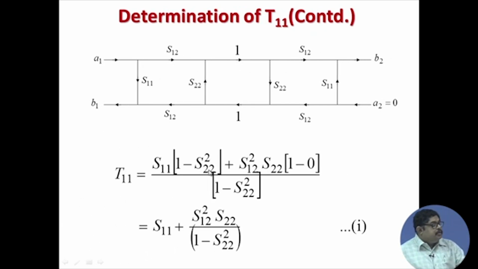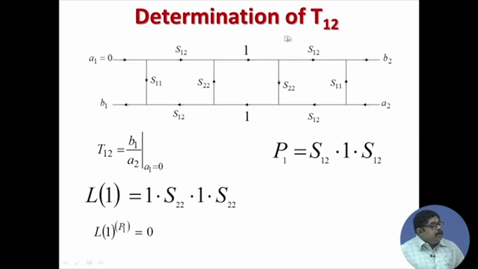So, with this you can put T11 values by Mason's formula, that P1 is S11 into 1 minus L1 P1, that is S22, plus P2 into 1 minus L1 P2, that was 0, and here 1 minus sigma L1, there are no L2, L3, etc. So, by this, this becomes your T11 in terms of this. This we are calling the first equation.